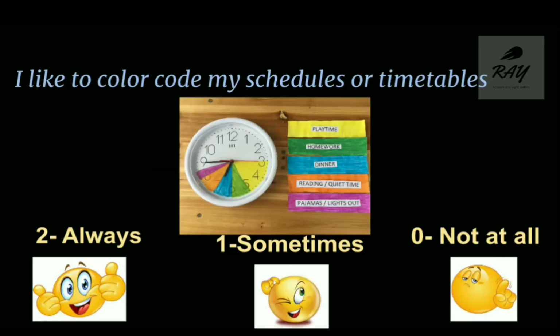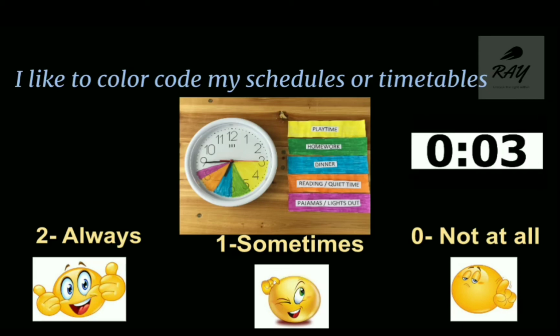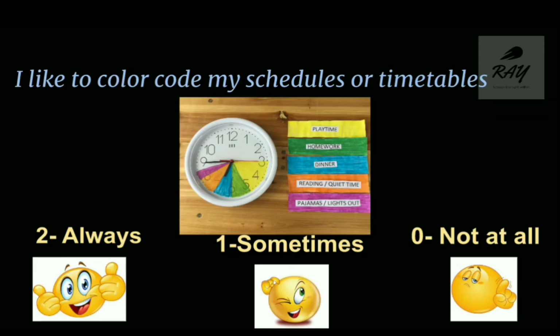The first question. I like to color code my schedules or timetables. If you would like to do this always, give a score of 2. If you would like to do it sometimes, give a score of 1. If you don't like to do it at all, then give yourself a score of 0. You have 5 seconds to answer this. Wow, that's great answering. So let's move on to the next statement.